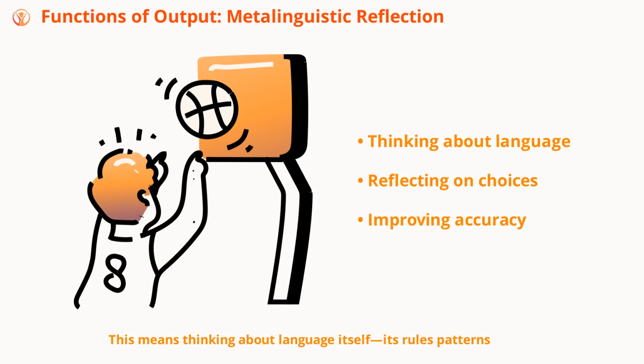The third function of output is metalinguistic reflection. This means thinking about language itself, its rules, patterns, and structures. After speaking or writing, learners might reflect on what worked, what didn't, and why. This self-awareness leads to deeper understanding and more accurate language use over time. Teachers can encourage this by providing feedback and opportunities for learners to discuss their choices.